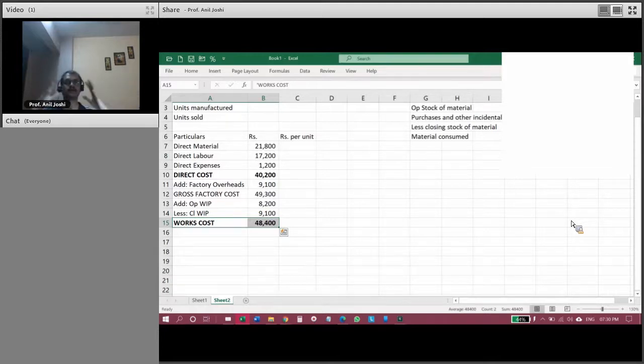Correct? But this is the cost on the units produced, but this cost is incurred only in the factory because we are still in the factory only. Now outside the factory also we have incurred the cost. So now the first thing that you will add is after this, if you can tell me. After works cost, what do you add? Now we will come out of the factory.